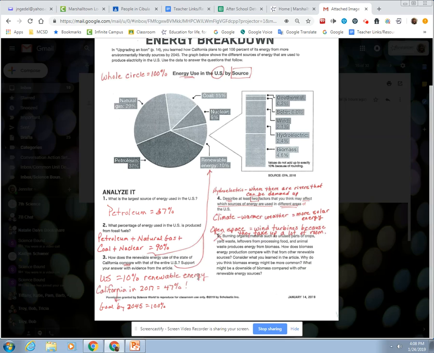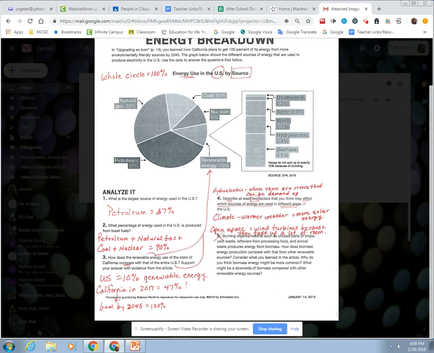And in the article, it said that California in 2017 was getting 47% of their energy from renewable resources. Some people had down that it was 100%, but that is their goal: 100% of its energy from more environmentally friendly resources by 2045. So that is their goal, but hey, they're halfway there. So people were not answering the question as far as comparing California to the United States.